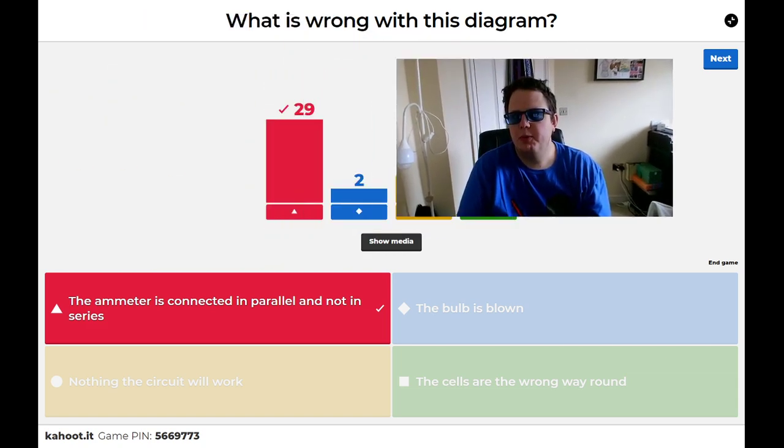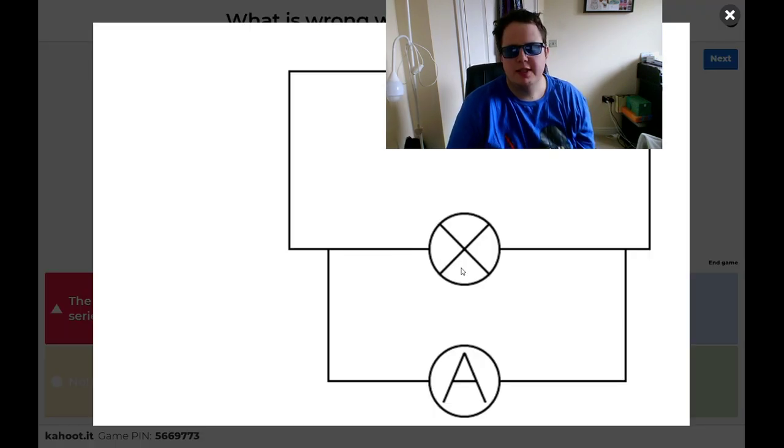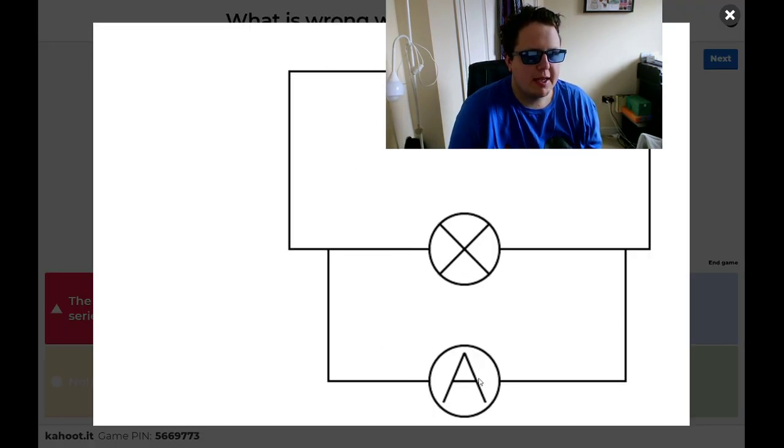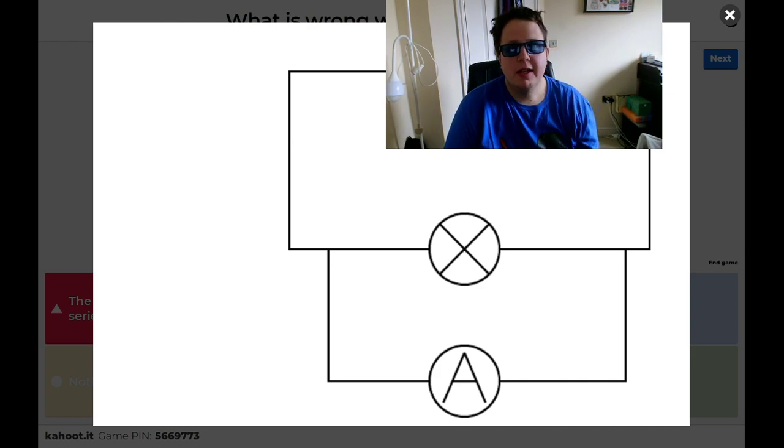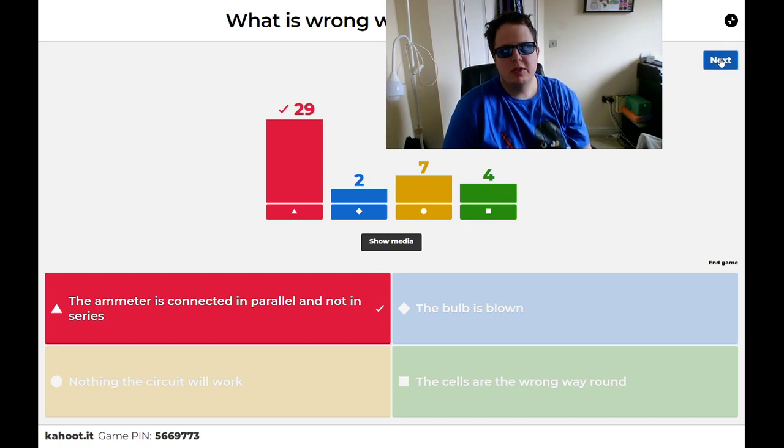Well, again, people were noticing that the ammeter was connected in parallel and not in series. So with this circuit, because ammeters have really, really low resistance, all of the current will flow through the ammeter. None of it will go through the bulb. Could damage the ammeter. Definitely the bulb won't light up. If you're using a power pack, they could trip instead. Okay, on to the next question.